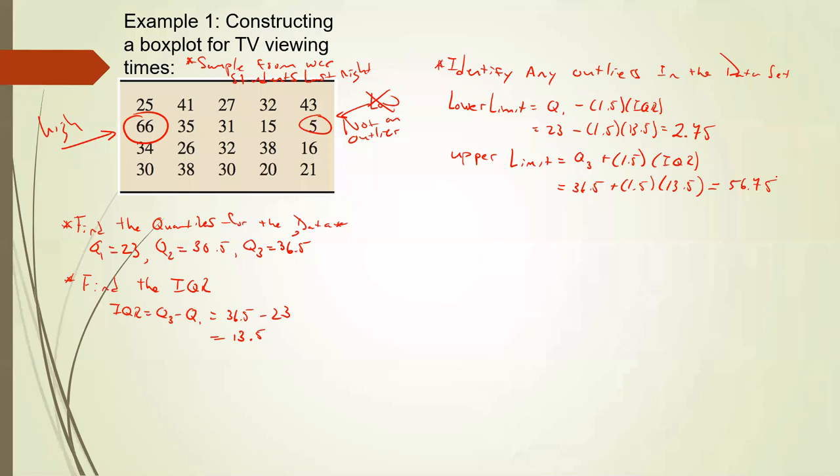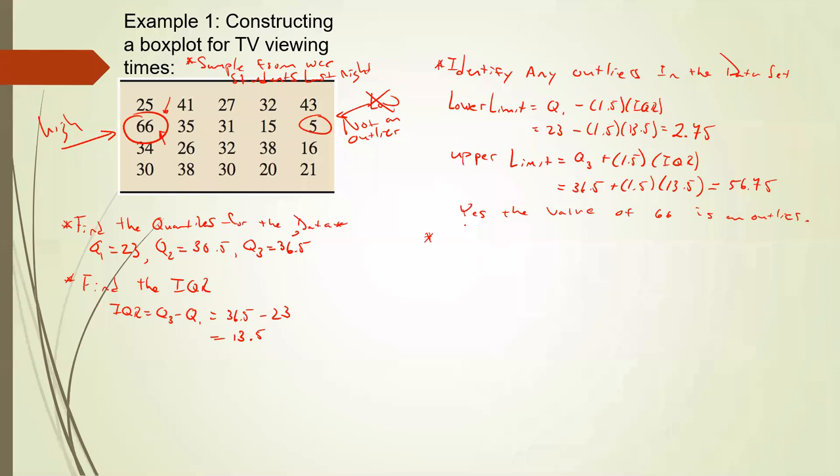So look at the data set. Is there any value in the data set above the value 56.75? Yeah, okay, so what that means is yes, the value of 66 is an outlier. Okay, it's an outlier.